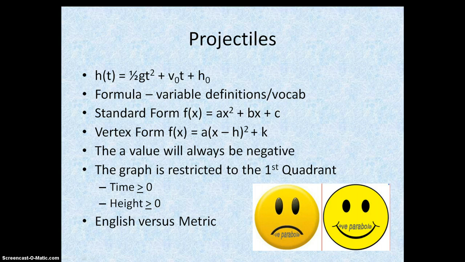Projectiles are a special type of quadratic, and there are some characteristics of projectiles that will always be true. The value a will always be negative. A sad graph opens down, whether it is thrown upward or downward. The important part of the graph is restricted to the first quadrant. We can still graph the entire projectile equation, but the only part that is relevant is when time is positive, not back to the future, and when h is positive. The g value will either be negative 9.8 meters per second squared or negative 32 feet per second squared, depending on if you're doing English or metric units.